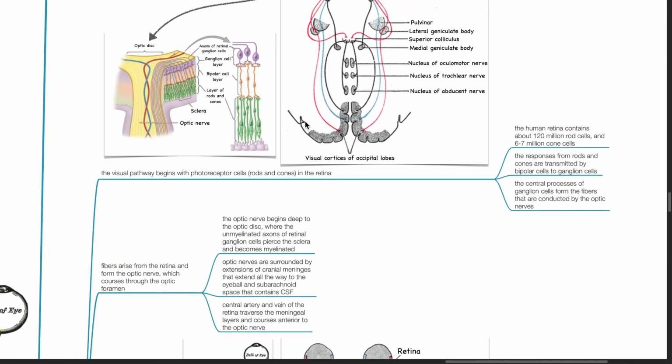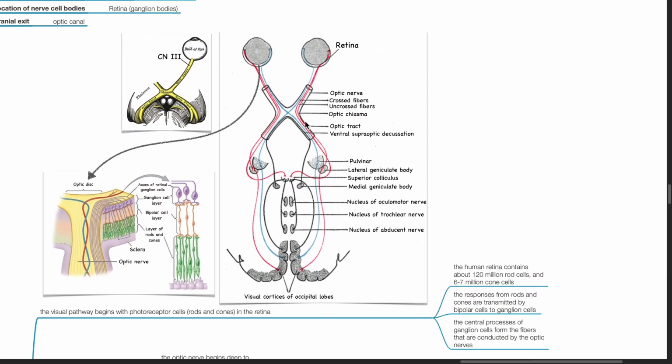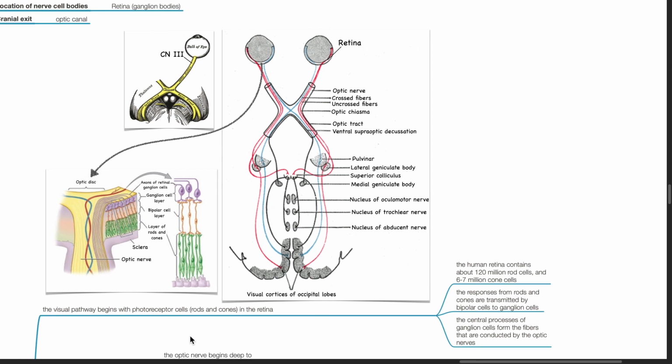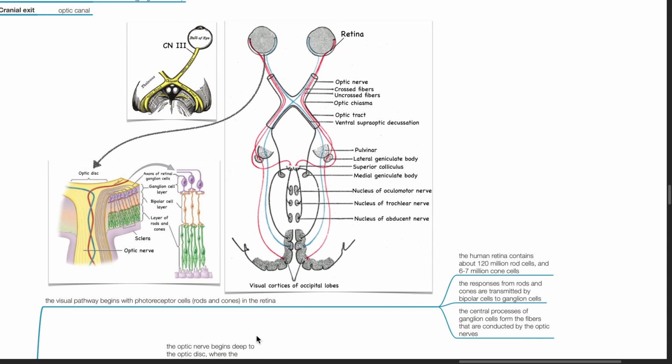Course. The visual pathway begins with the photoreceptor cells, rods and cones, in the retina. The human retina contains about 120 million rod cells and 6 to 7 million cone cells. The responses from rods and cones are transmitted by bipolar cells to ganglion cells. The central processes of ganglion cells form the fibers that are conducted by the optic nerves.